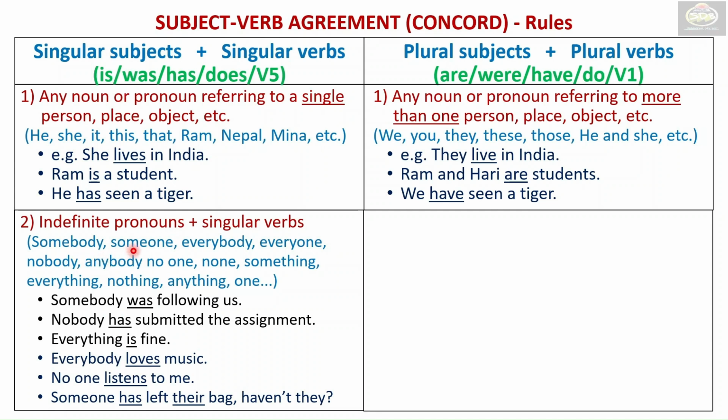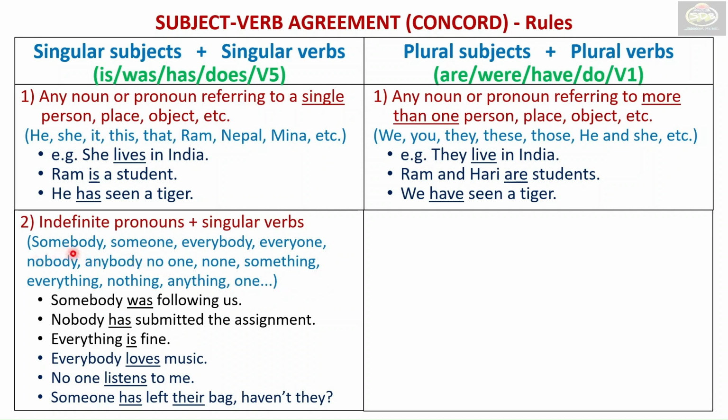We don't have any idea regarding who they are. For example, somebody, someone, everybody, everyone, nobody, anybody, none, no one, something, everything, nothing, anything, one, etc. These are indefinite pronouns, and they are of two types. For example, somebody, someone, nobody, no one, everybody, everyone. These indefinite pronouns refer to persons, and another category, something, everything, nothing, anything. The words with thing at the end denote non-human things.